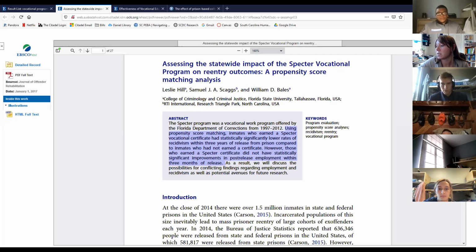Okay, so here we go. We'll put this in the results section. Do we see anything in there within the part that I highlighted that should also go in the research design section? Propensity score matching. Very good. Okay, so we'll do this.